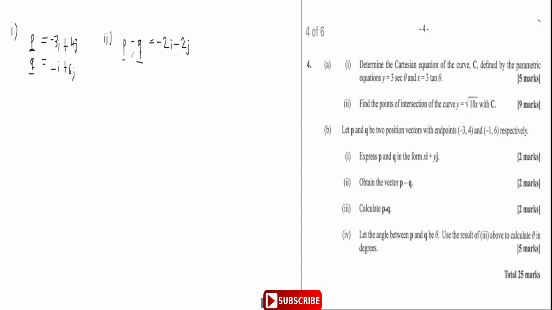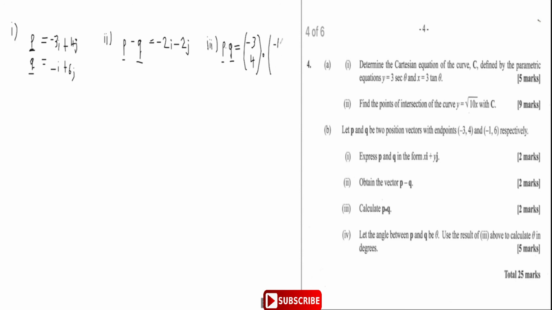Nice. Now we need the dot product of p dot q. So let's work out the dot product here, vector p dot q. This is where I'm no longer going to keep it in ij form. I'm going to write it in column vector form. In column vector form, we have minus 3, 4 dot minus 1, 6.